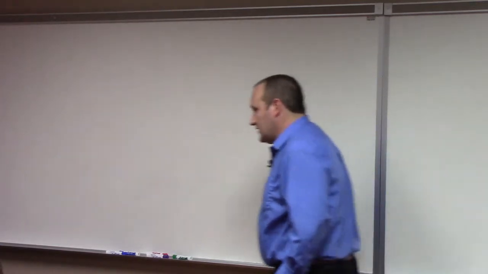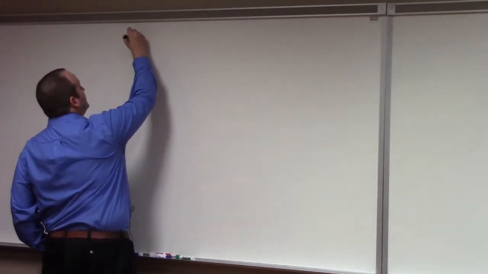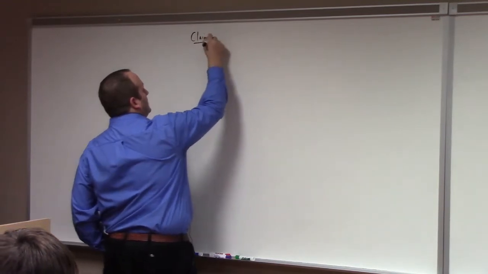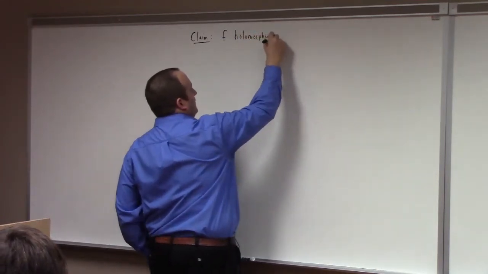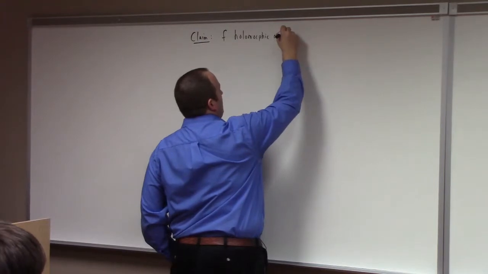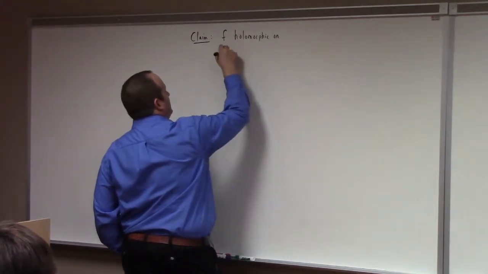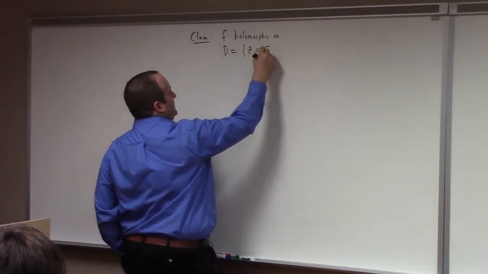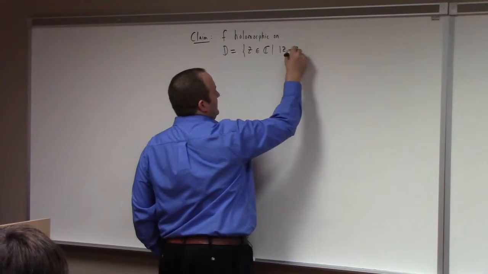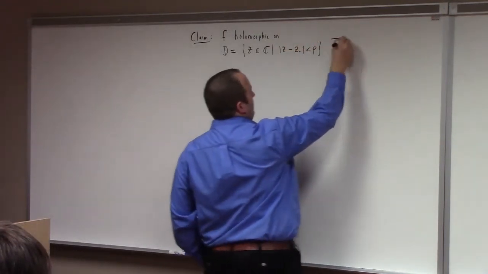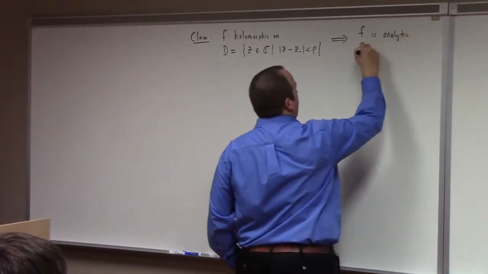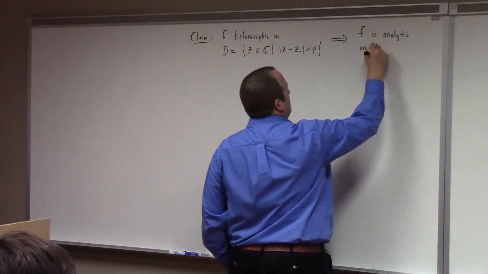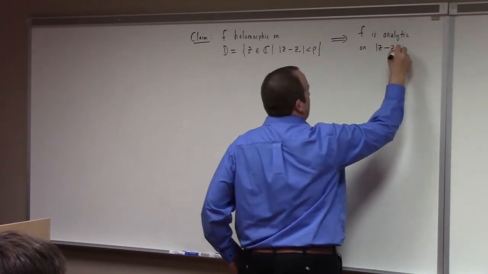Amen. All right. So let me dive back in. Here's the claim as follows. f is holomorphic on a domain, let's say D, and z in the complex plane is such that the modulus of z minus z naught is less than rho, implies that f is analytic on the disk |z - z naught| < rho.